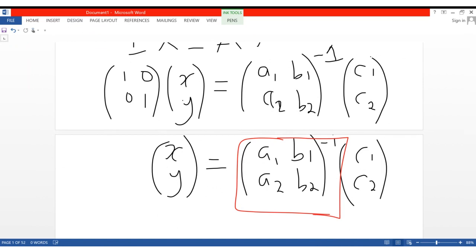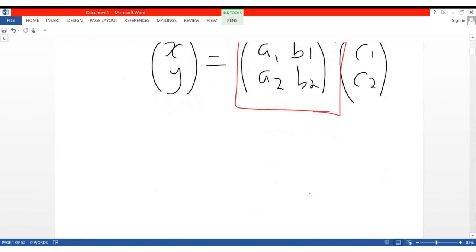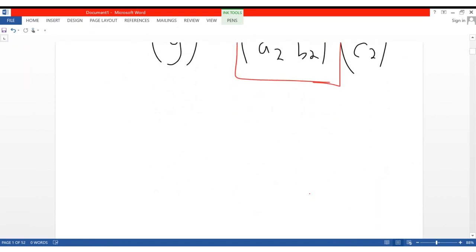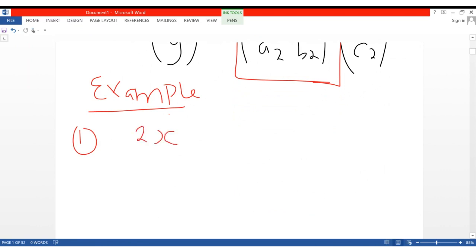So let me do an example to demonstrate this. I'll just do one example because we covered it in basic maths, and I don't think it has a big problem. So, example, we solve this one. Number one: 2x plus y is equal to 4, and negative 3x plus 4y is equal to 5.